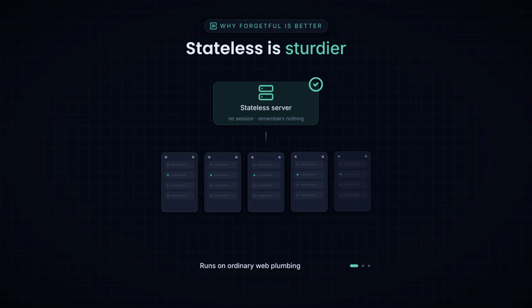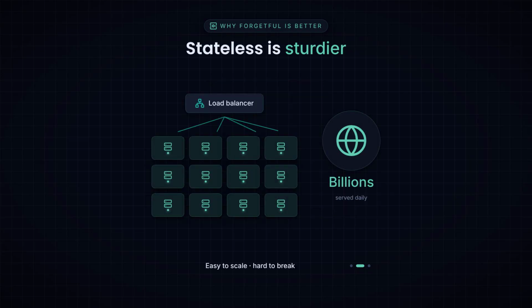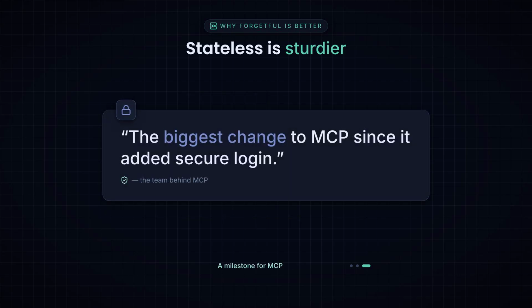So why rip out something that worked? Because forgetful is sturdier. A server that remembers nothing between requests can run on ordinary, everyday web plumbing. The same cheap, reliable infrastructure that already serves normal websites to billions of people. It's easier to grow and much harder to break. The team behind it called this the biggest change to MCP since it first learned to log in securely.